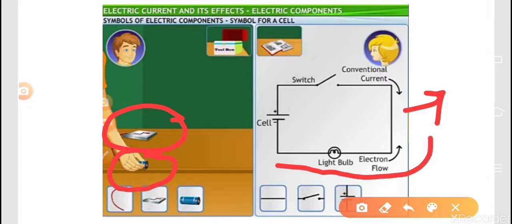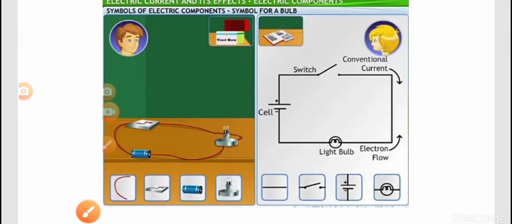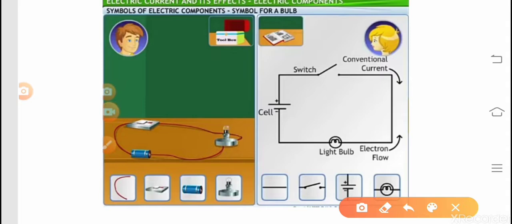So here you can see how to start making a circuit. First of all, we will take a wire, a switch and a cell. Then we'll start combining the cell with the switch with the help of a wire. Next step, we'll put one bulb here, and all these things are combined like this: switch with the bulb, and then it is connected with the cell through a wire.